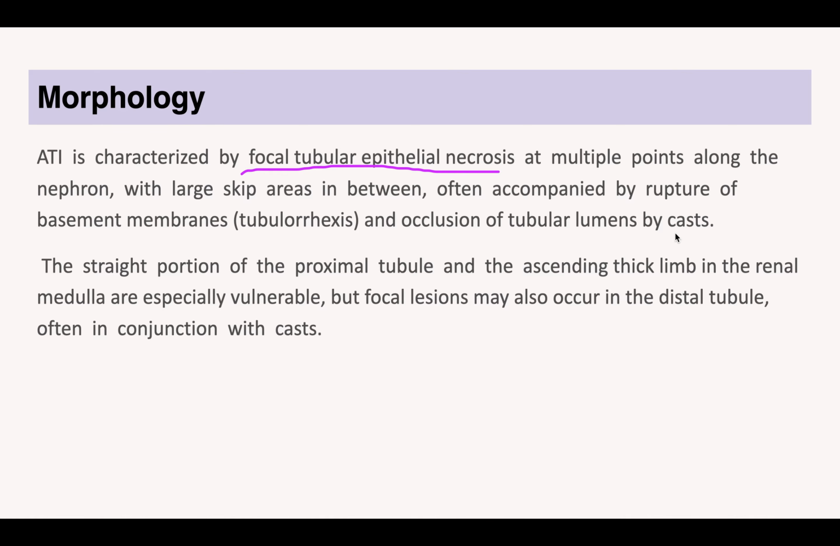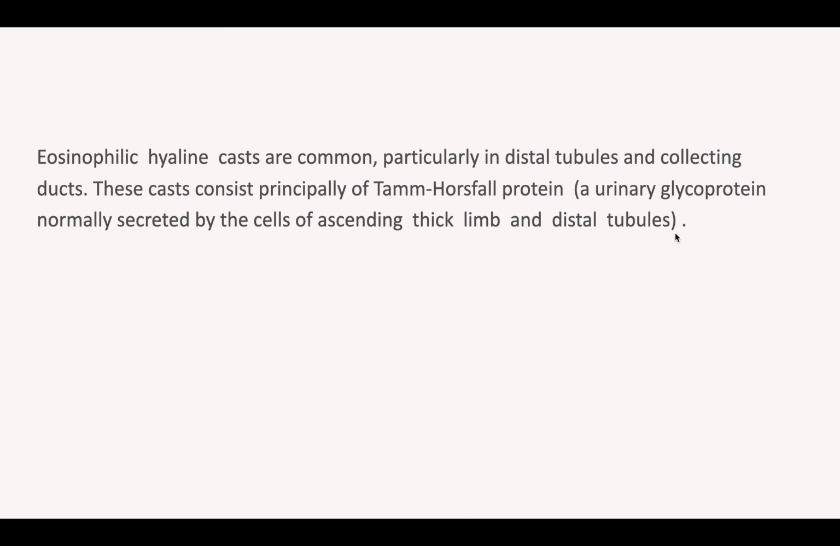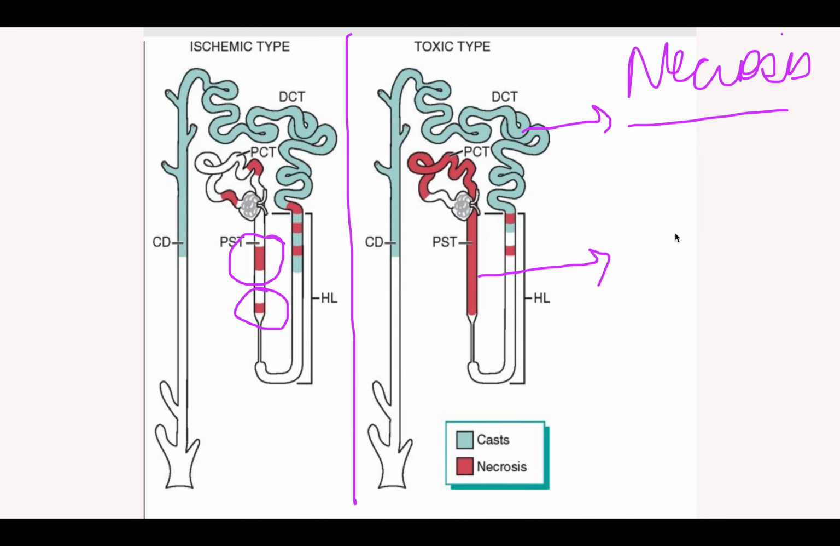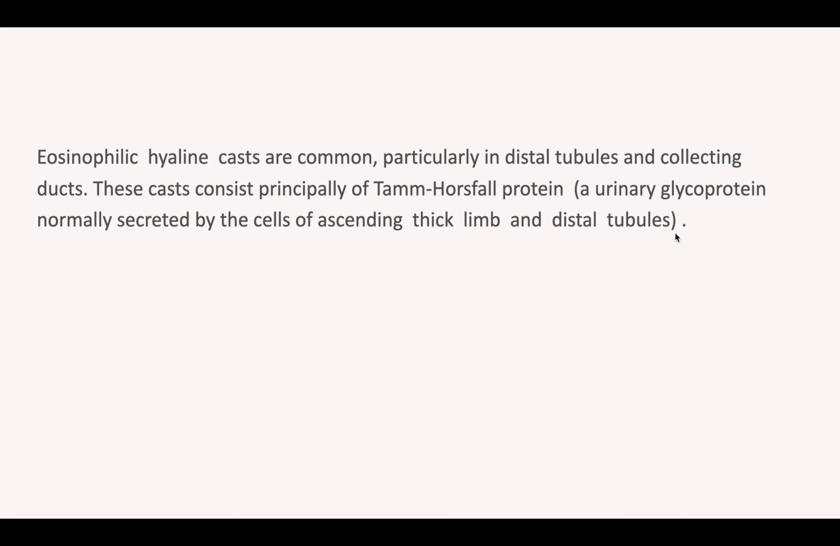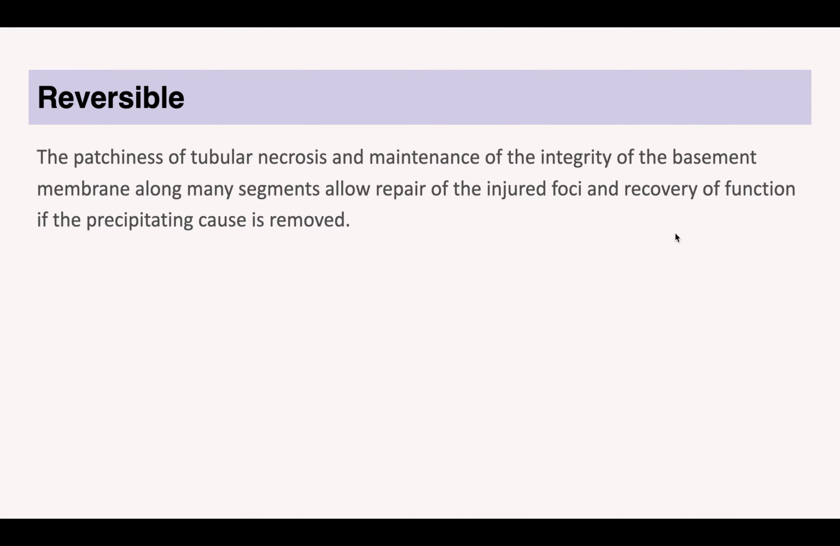If you see the casts now, first is the necrosis, which I have told you is patchy, and here it is diffuse. Casts are what? Casts are formed due to any tubular injury. Because of this, the casts are formed from TAM protein, which is normally present along with the tubular epithelial cells. So these are the two things which are seen morphologically over here.